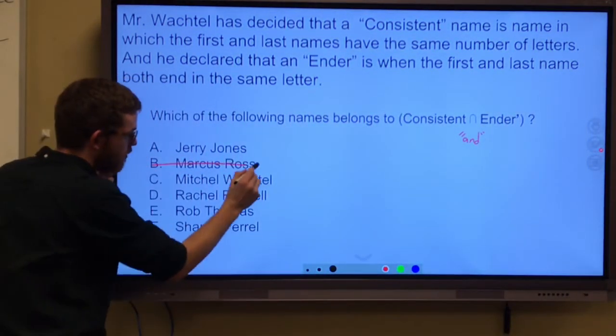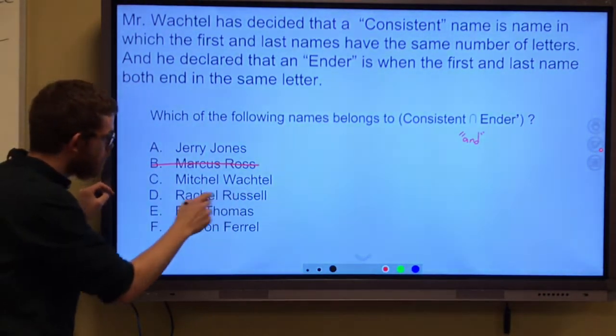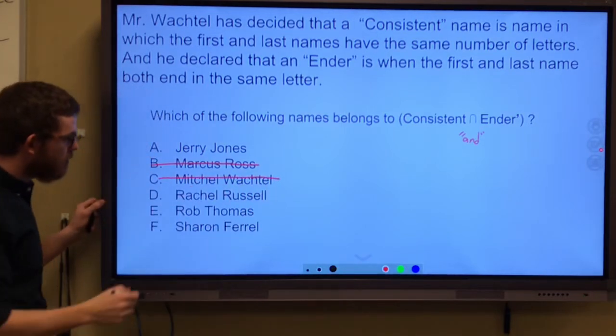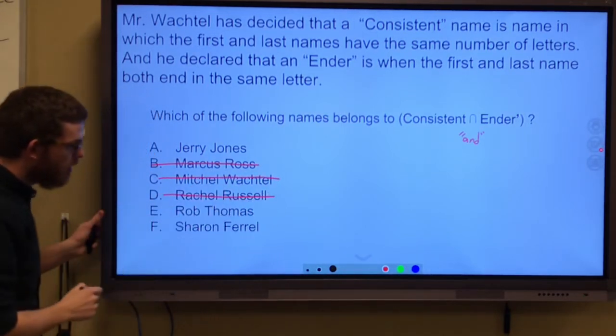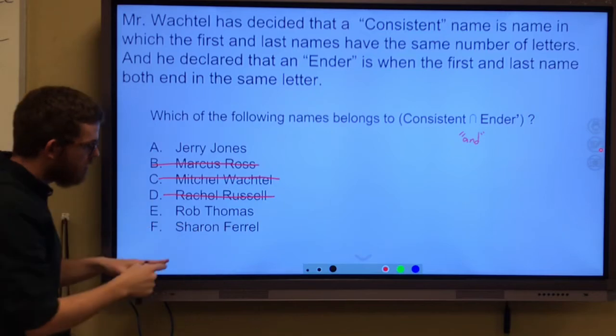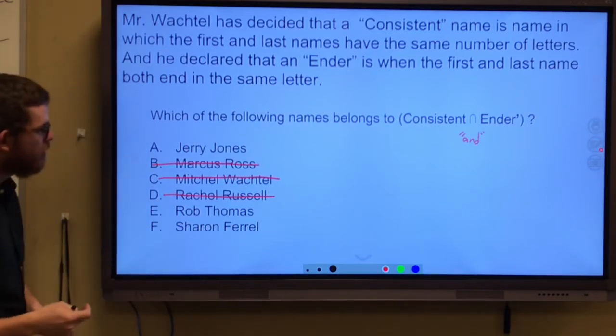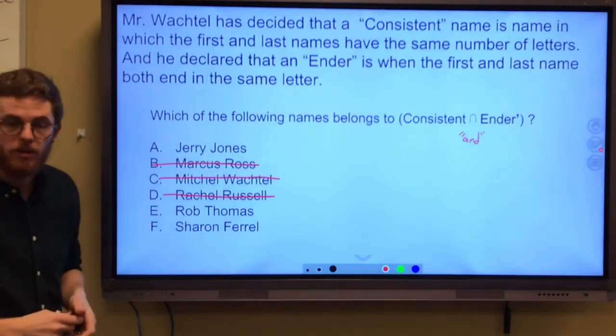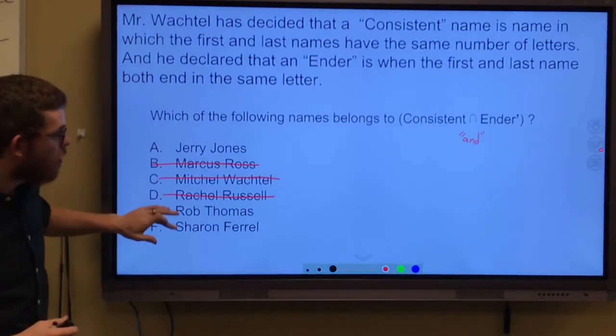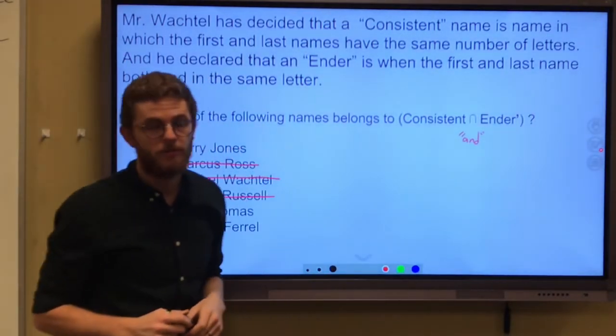Marcus Ross, these both end in the same letter. Mitchell Wachtel, those end in the same letter. Rachel Russell, those end in the same letter. Rob Thomas ends in different. Sharon Farrell ends in different. Jerry Jones ends in different. Okay? So these are all part of ender complement.